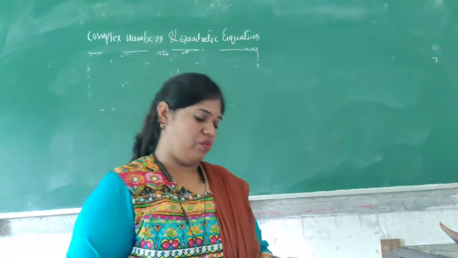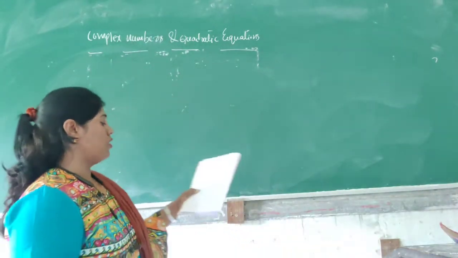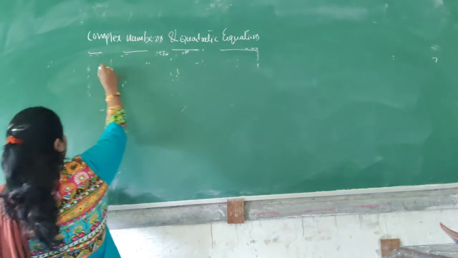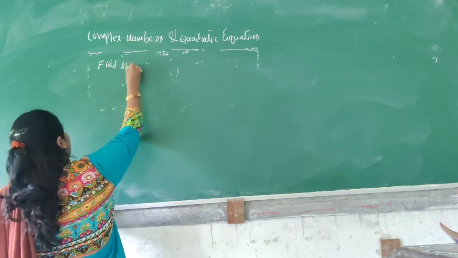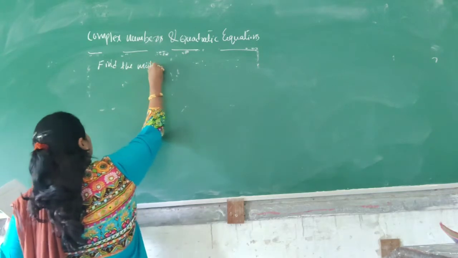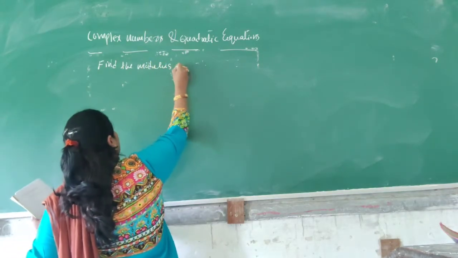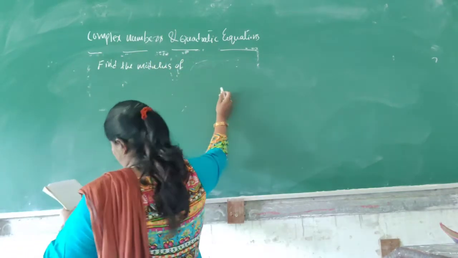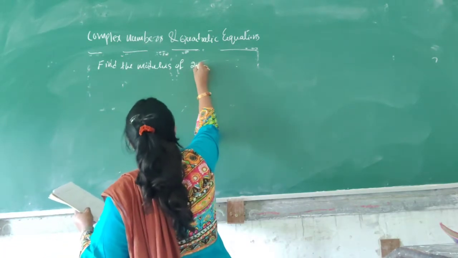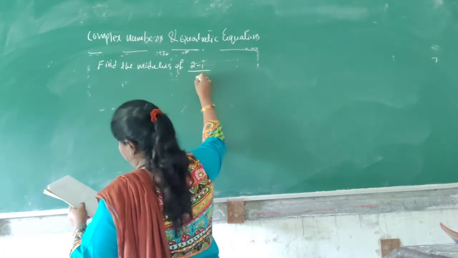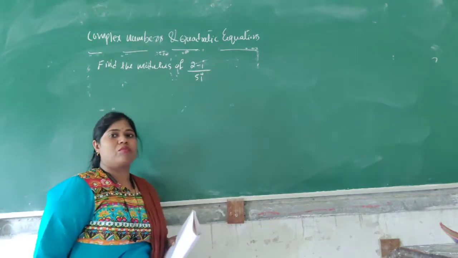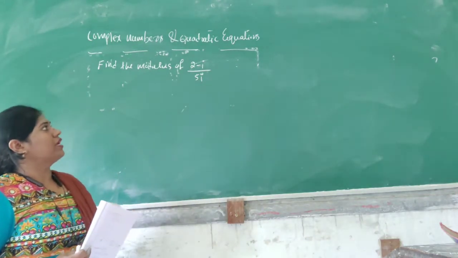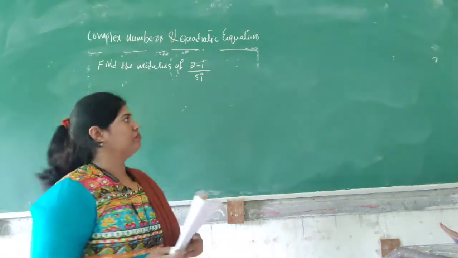This one is also important. We have to find the modulus of 2 minus i divided by 5i.